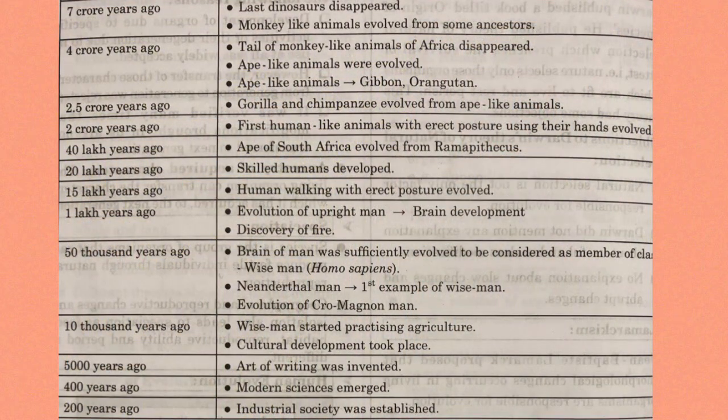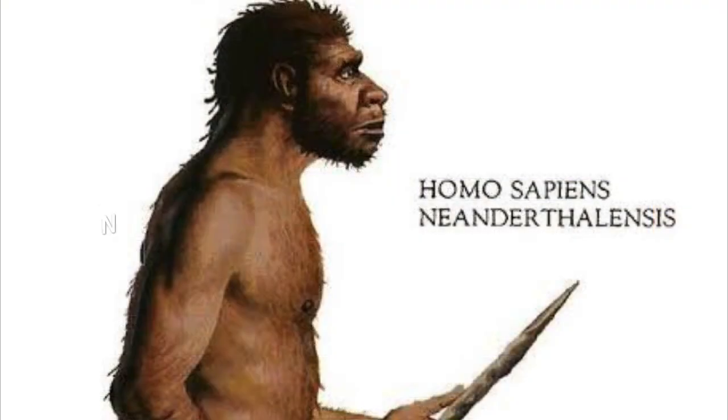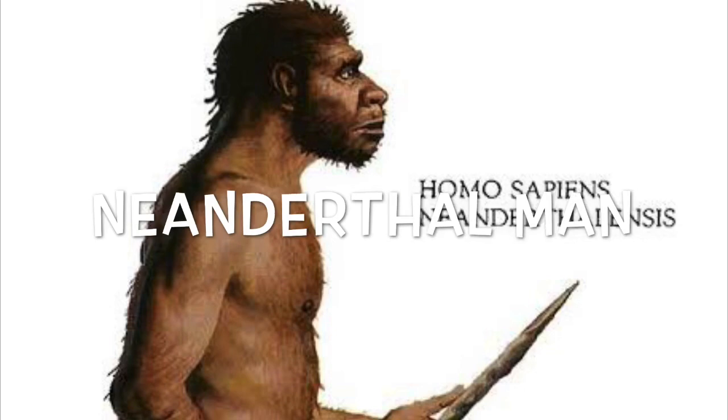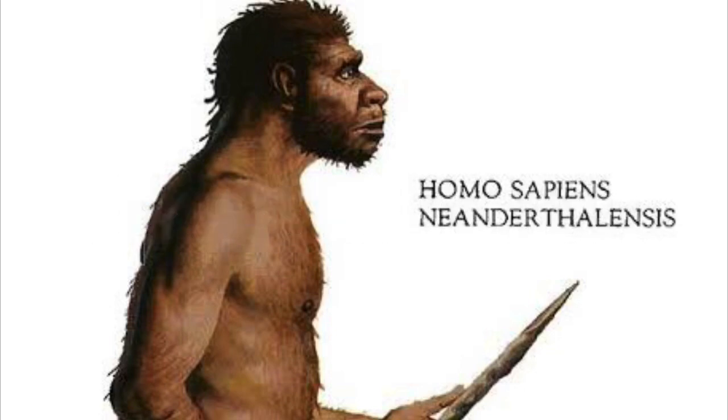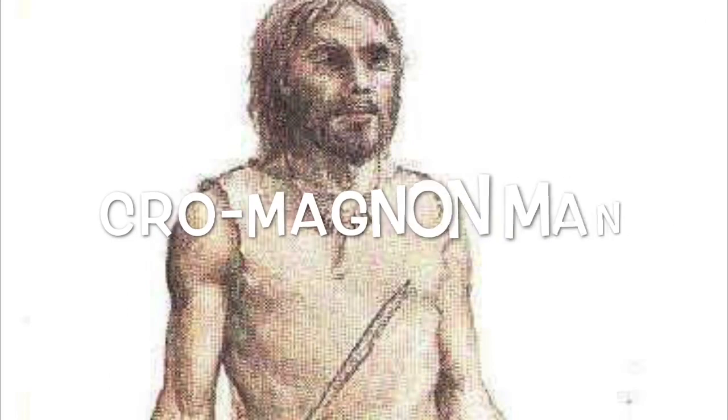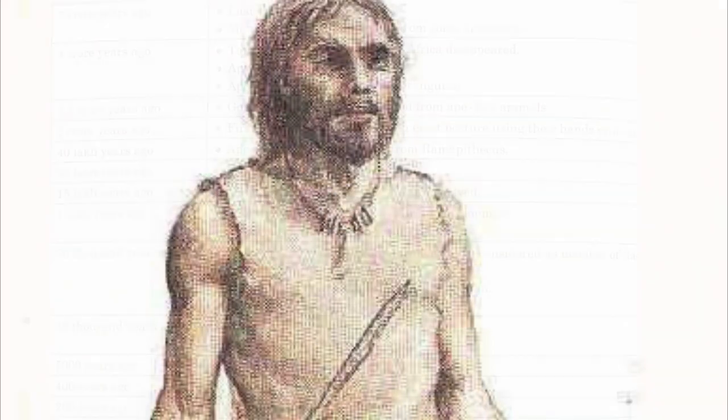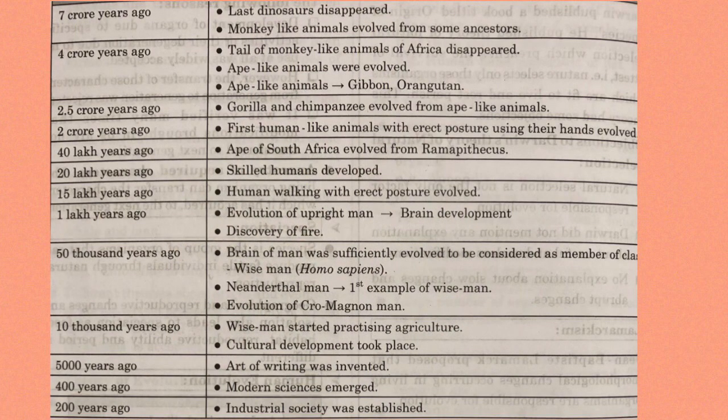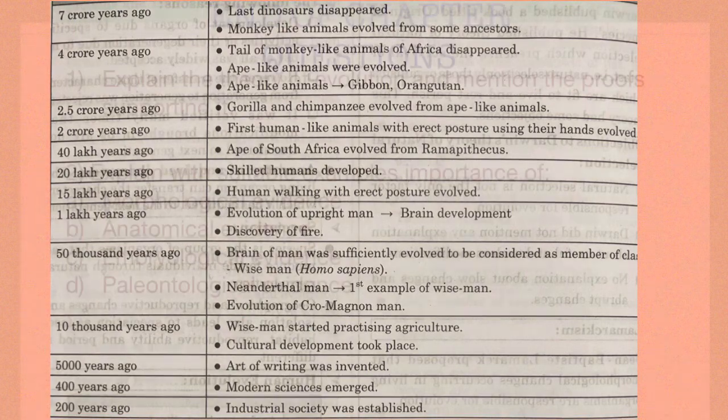Evolution continued to take place for many years. And 50,000 years ago, brain of man was sufficiently evolved to be considered as member of class wise man, Homo sapiens. Neanderthal man was considered as the first example of wise man. Evolution of Cro-Magnon man took place. Further, agriculture, art of writing, modern sciences and industrial society was established.